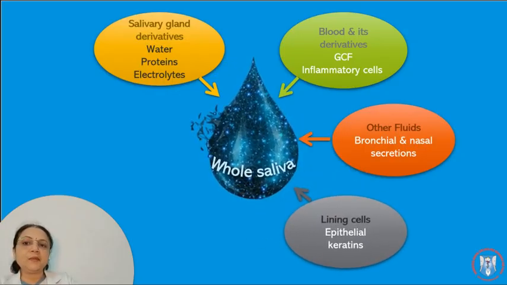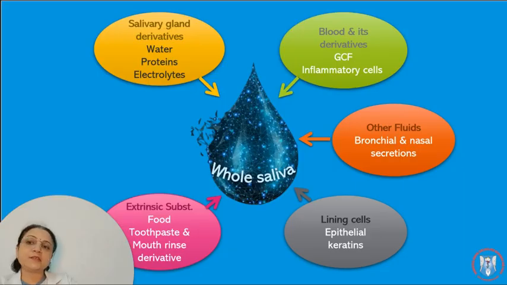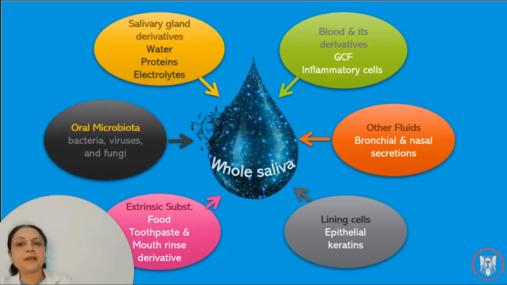Saliva also contains epithelial lining cells and keratin, which can be used to detect various pathologies. Extrinsic substances like food, toothpaste, etc. also influence the whole salivary constituents. Lastly, the normal oral microbial flora contains various bacteria, viruses, and fungi. These are normal commensals and are beneficial in maintaining the well-being of an individual.